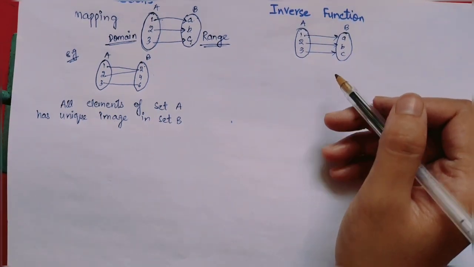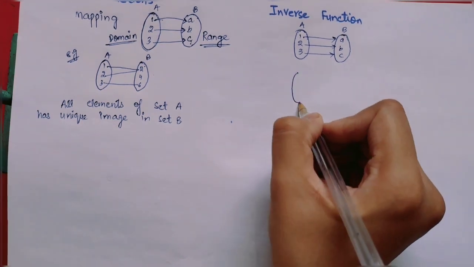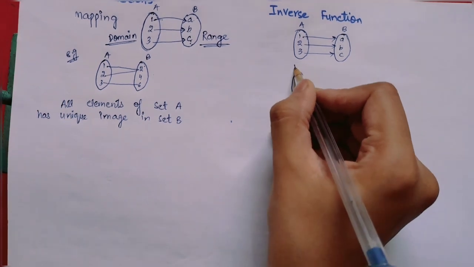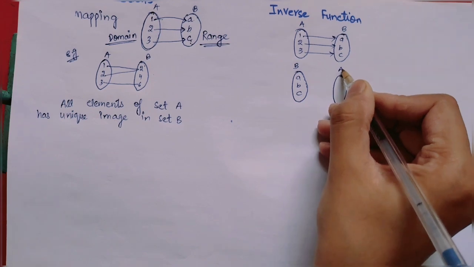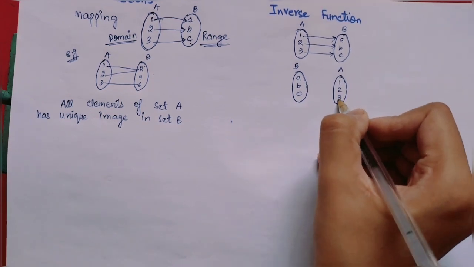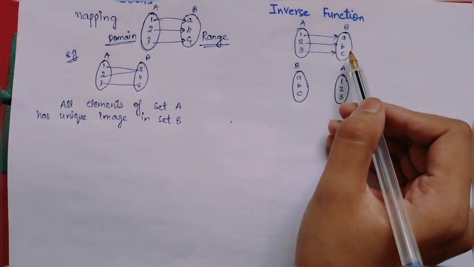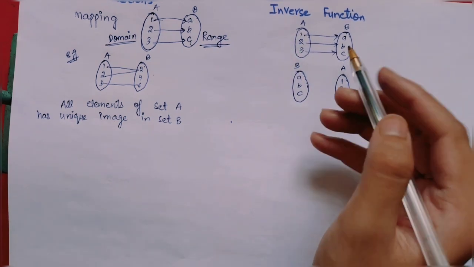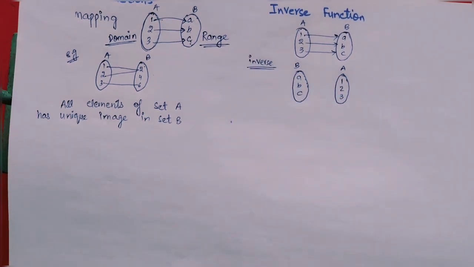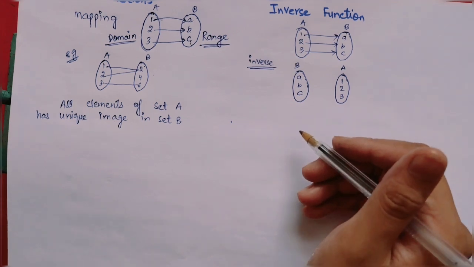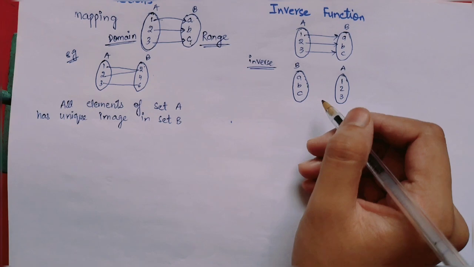If we want to make the inverse of this function, you have to write the B set here and map the elements of set B onto the elements of set A. In this function, A elements map onto the elements of set B. To find the inverse of a function, you have to map the elements of set B onto set A, and we get a new function which is called the inverse of the function.